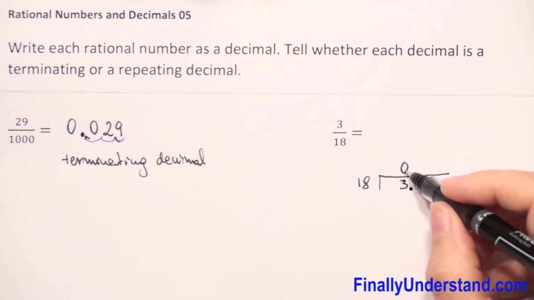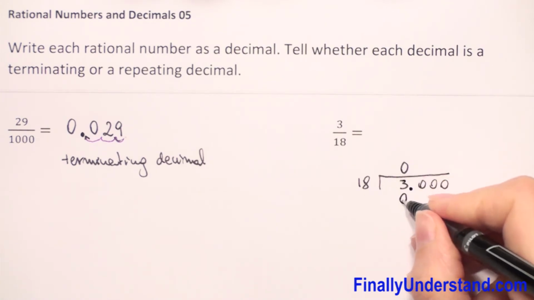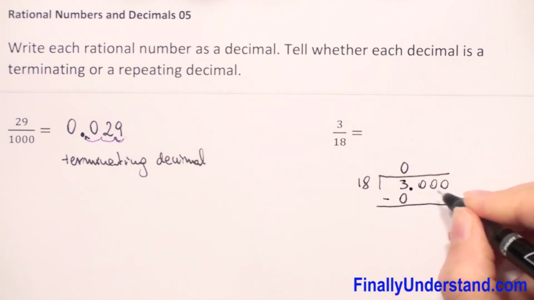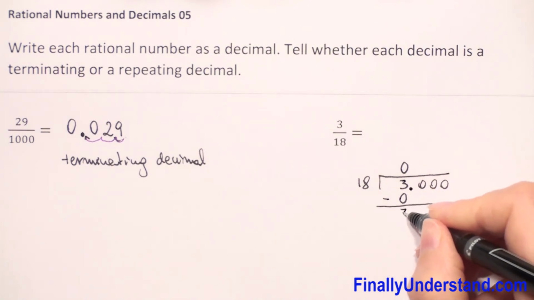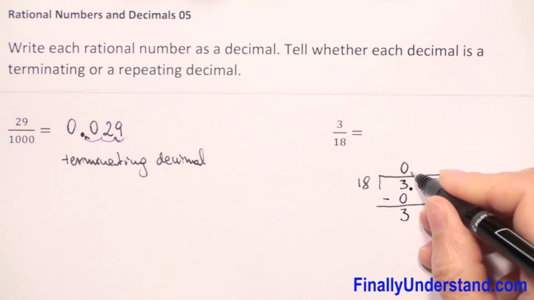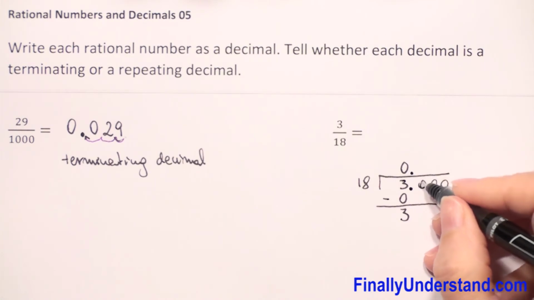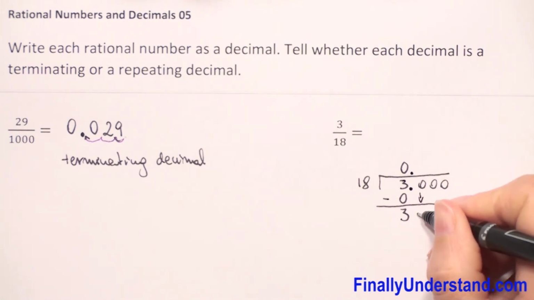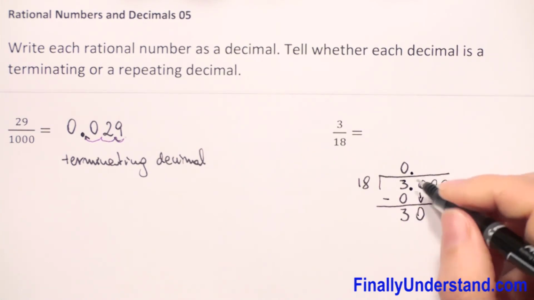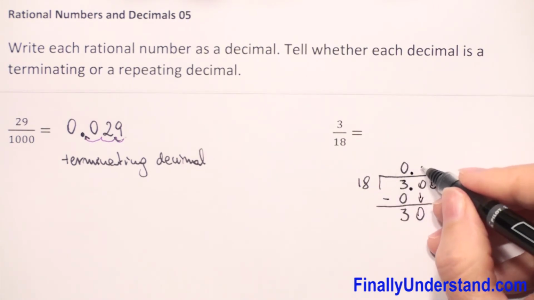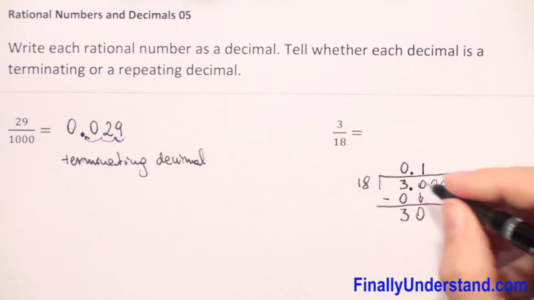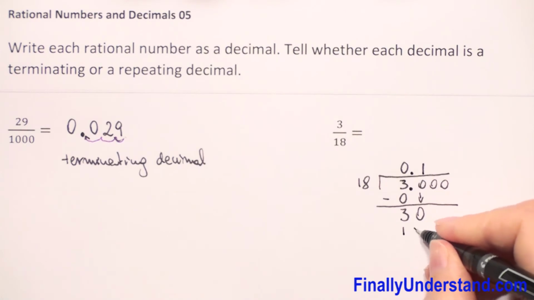And now 0 times 18 is 0. We have to do subtraction. 3 minus 0 is 3. The decimal point we have to put up. And we take down the first 0. 30 divided by 18 is 1. 1 times 18 is 18.